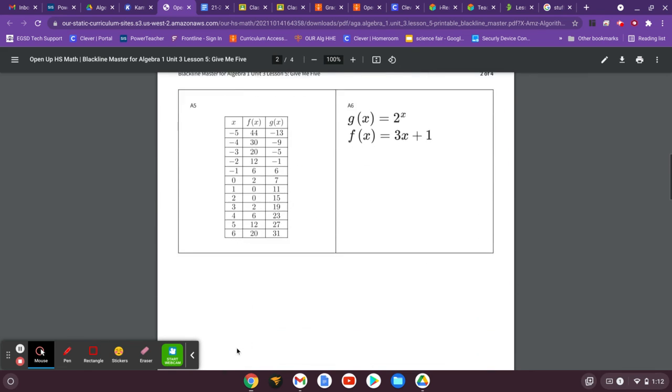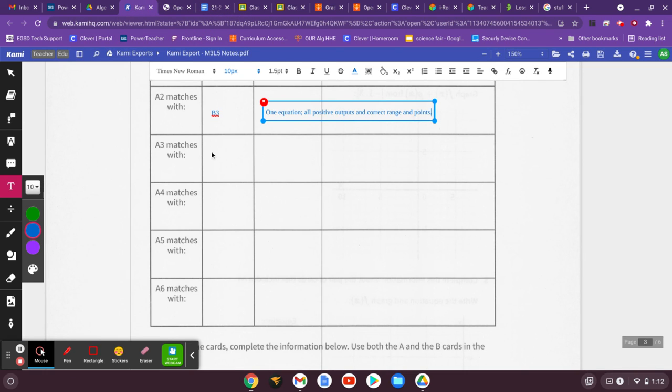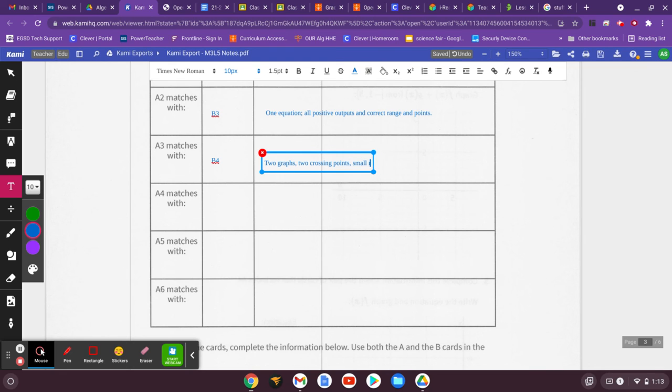So A3 matches, what did we say, B4. Okay, so this one is B4. Why? We have two graphs, two crossing points, and the small range where f of x is greater than g of x.